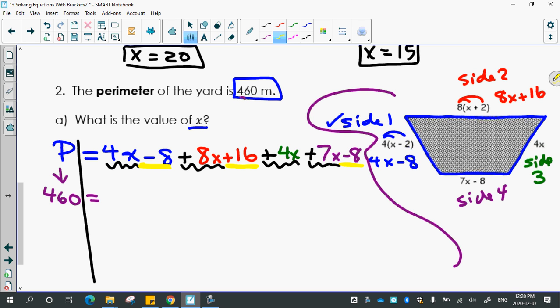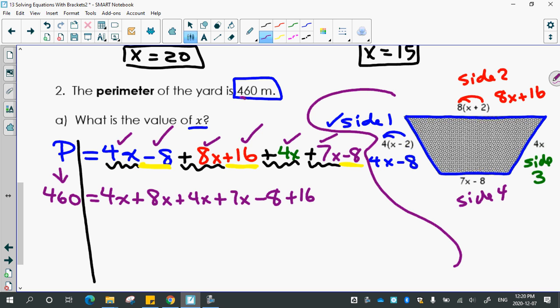And that's a lot of terms, so let me line them up. So I've got my 4x, check, plus 8x, check, plus 4x, check, plus 7x. And now my plain numbers, negative 8 plus 16 minus 8. So I've lined them all up and I've done my regrouping step. Okay, so now I've got all my x's together, all my numbers together.